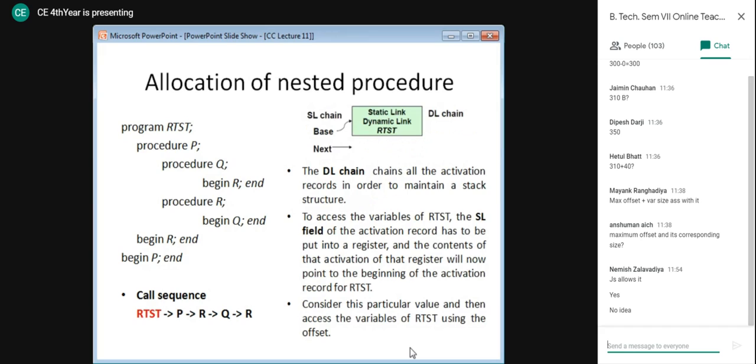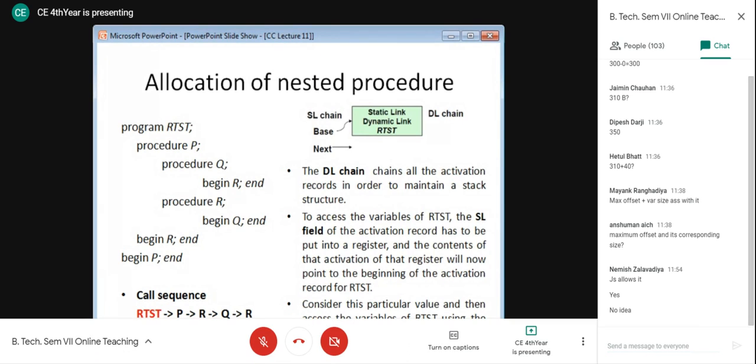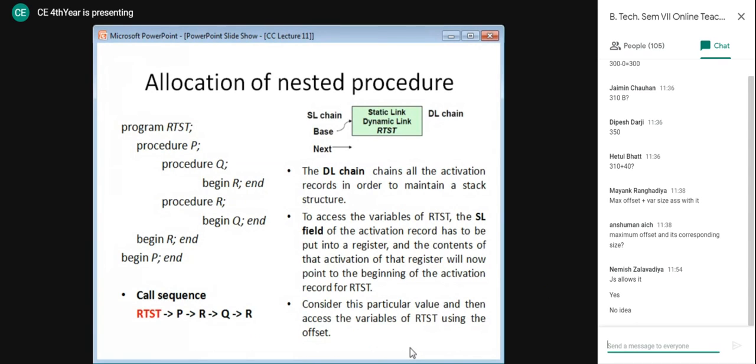So for that, we will learn two concepts, that is static link and dynamic link. If you remember the structure of the activation record, there was one field which was storing the dynamic link and static link. First and foremost, the dynamic link chain is very simple. It is chaining all the activation records in order to maintain the stack structure, right? So from which procedure, which one was called, that link is maintained by our dynamic link chain.